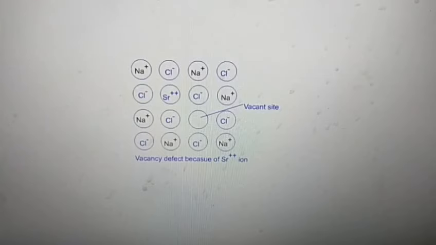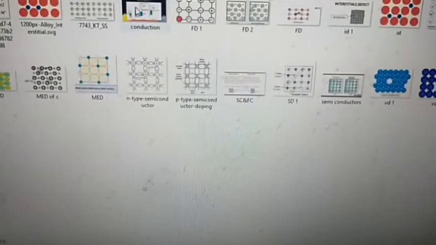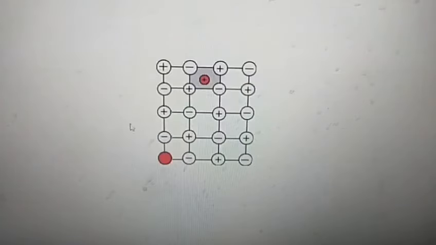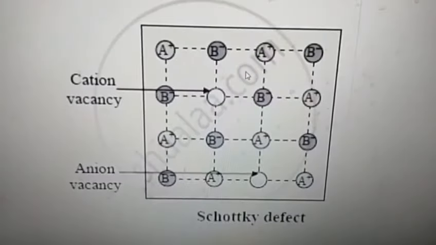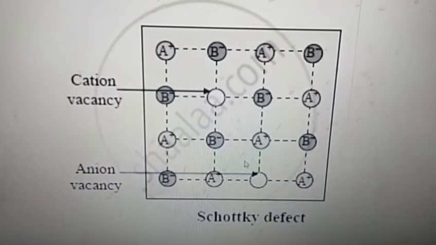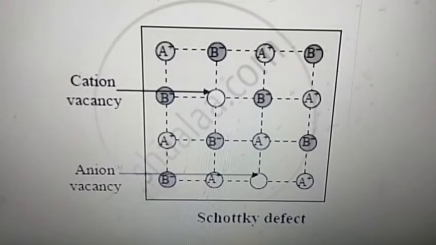So as the vacant sites are formed here, what will happen? As vacant sites are formed, the number of particles will decrease. Now see here, it is called cation vacancy and anion vacancy. That means both cations and anions are displaced from their places. See, now here it is displaced from its place and here it is displaced from its place. So as it moved, a vacant site occurred here, and here also a vacant site occurred. So Schottky defect is generally called a vacancy defect.